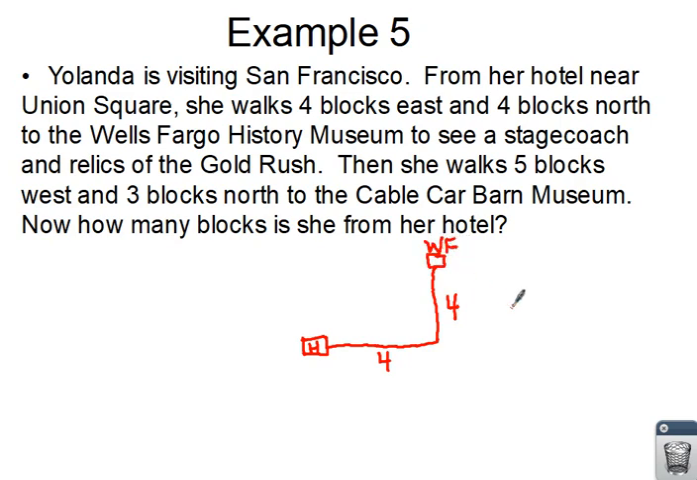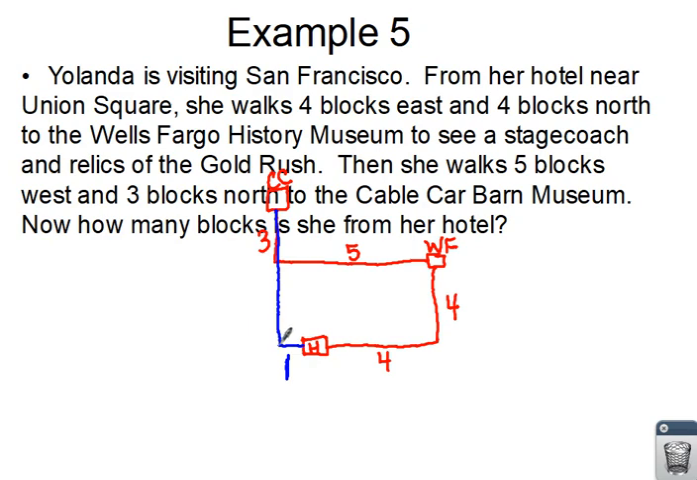Sounds exciting. Then she walks 5 blocks west and 3 blocks north. So she goes 5 blocks west and then 3 blocks north to the Cable Car Museum, which is just another exciting day. How many blocks is she from the hotel? So I want to know how far she is right now. Okay, so if you look at how we drew this, she went 4 east, but then she came back 5 west. So she's only 1 block west of her hotel.